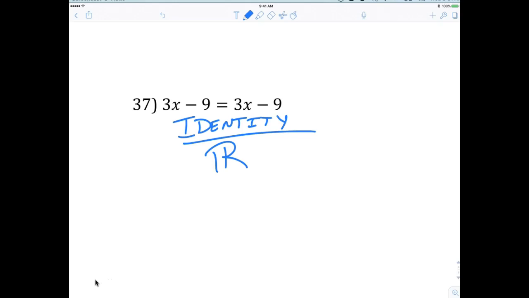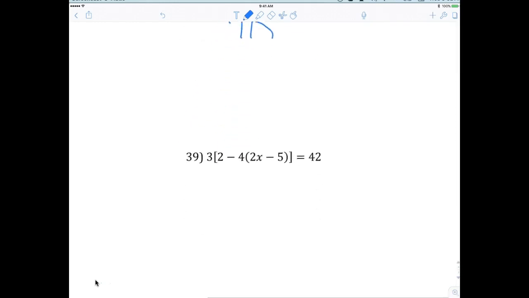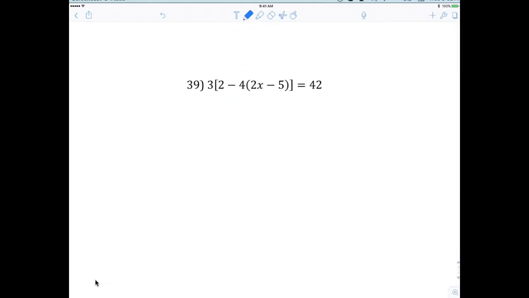That's a T and an R. No, that's the symbol for all real numbers. Oh. That's the symbol for all real numbers. All right, 39. Here we go.